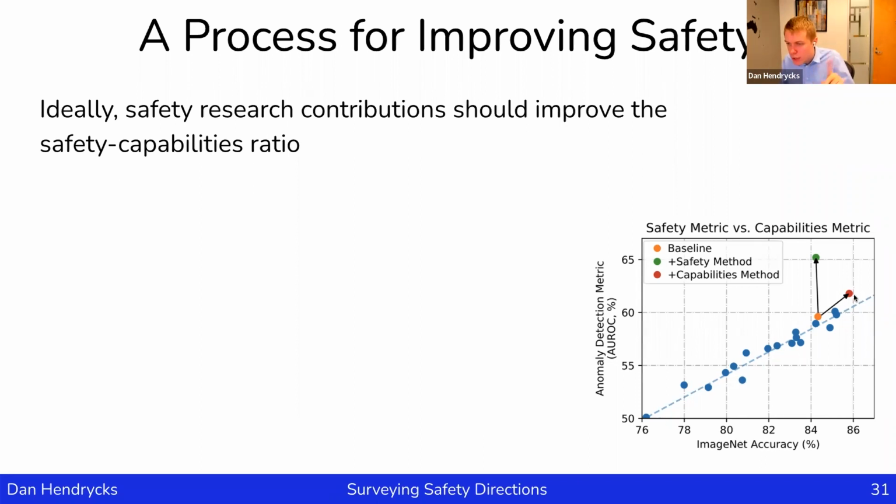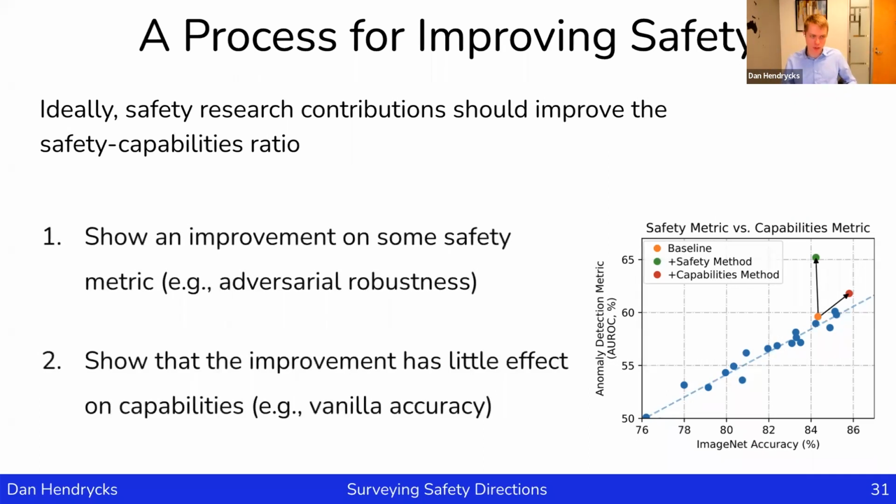Even though the safety metric went up with the red dot, I don't think it made much of a difference for safety. So it's not just looking for improvements to safety metrics. We need to look at improvements for safety metrics relative to how they're improving capabilities metrics. So the overall process for improving safety, I think, is to show an improvement on some safety metrics, such as adversarial robustness or anomaly detection or Trojan detection, and then show that the improvement has little effect on capabilities such as vanilla accuracy.